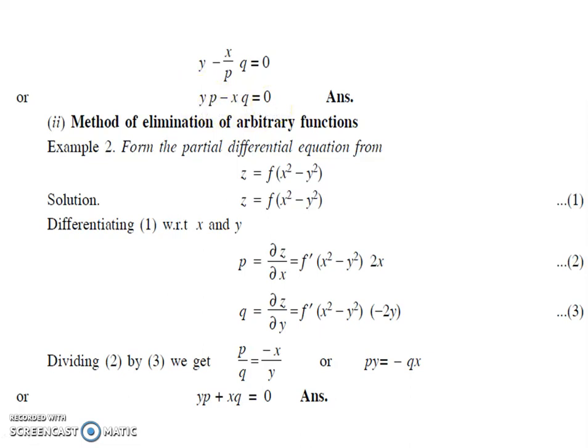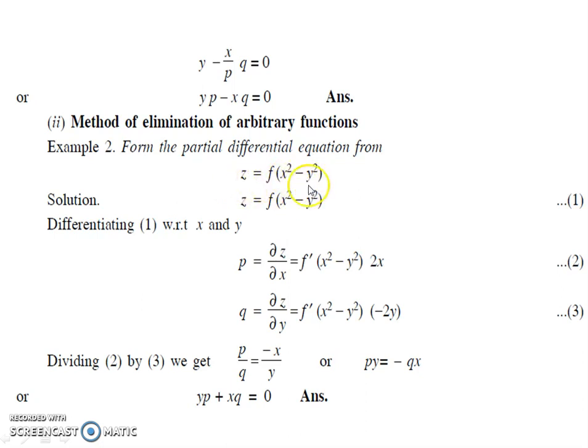Now, the second method is the method of elimination of arbitrary functions. So first of all, you should understand what an arbitrary function is. In fact, we considered this example too, and here we form the partial differential equation from this type of expression. In this expression, you see there is no arbitrary constant. There are variables x, y, and z. z is the dependent variable and x, y are independent variables.